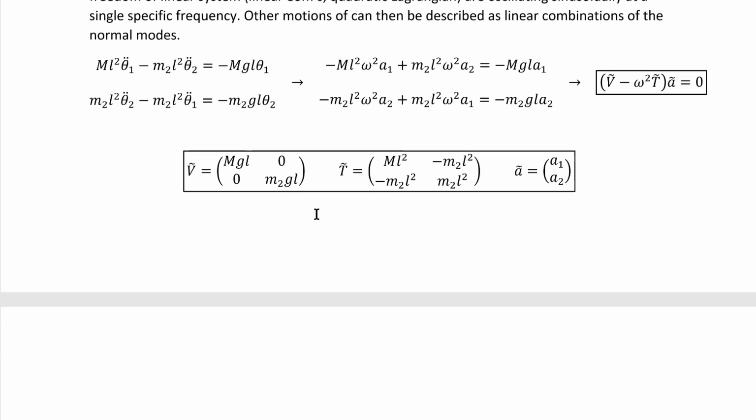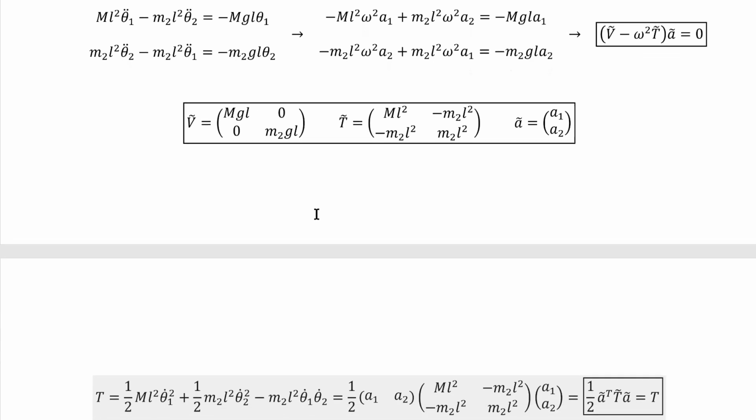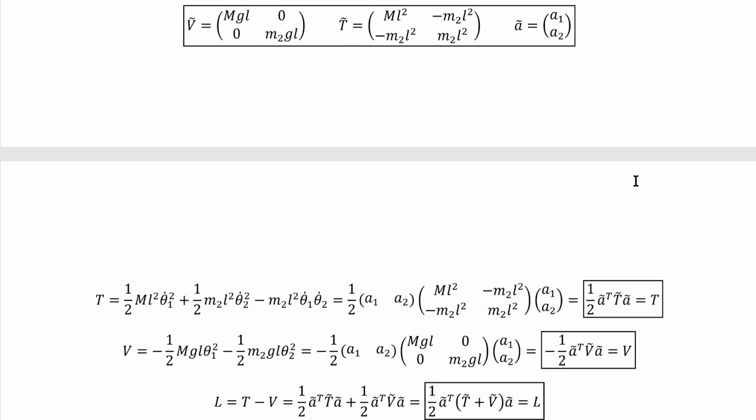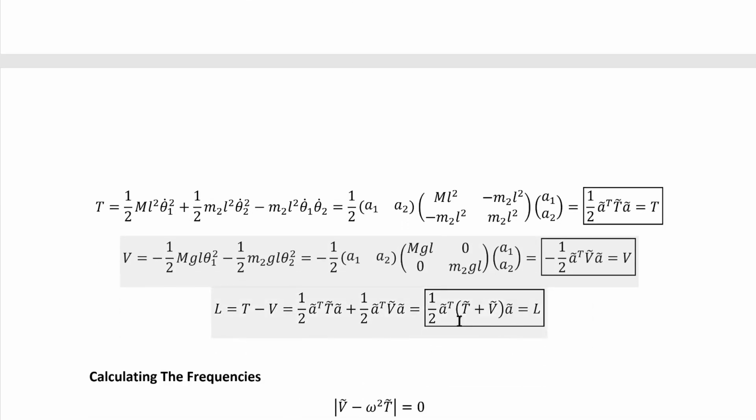Now, it turns out that we actually don't even need to bother calculating the equations of motion in order to solve this system. If we just remember this form here, that is the equation we ultimately get, we can extract the T-tilde and V-tilde quantities directly from the terms in the Lagrangian by noting the fact that T and V can be written like this in terms of T-tilde and V-tilde.